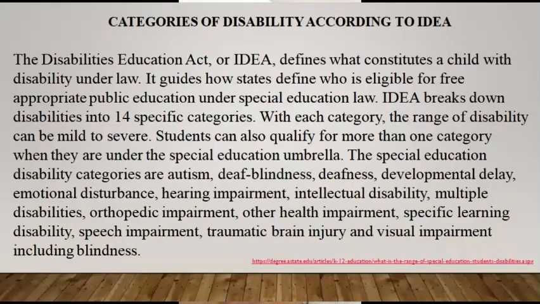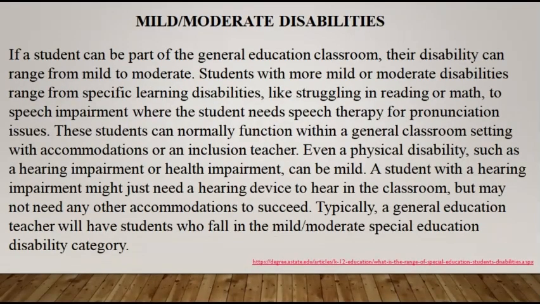The special education disability categories are autism, deaf-blindness, deafness, developmental delay, emotional disturbance, hearing impairment, intellectual disability, multiple disabilities, orthopedic impairment, other health impairment, specific learning disability, speech impairment, traumatic brain injury, and visual impairment, including blindness.